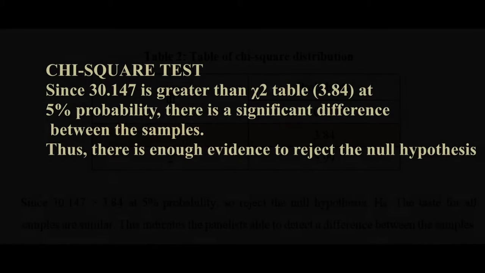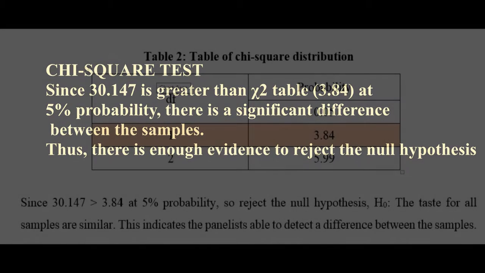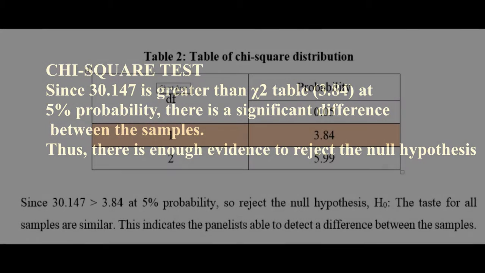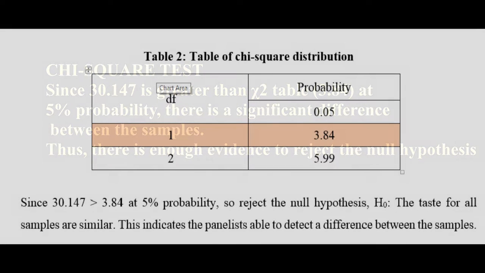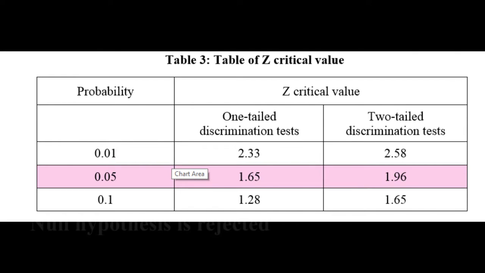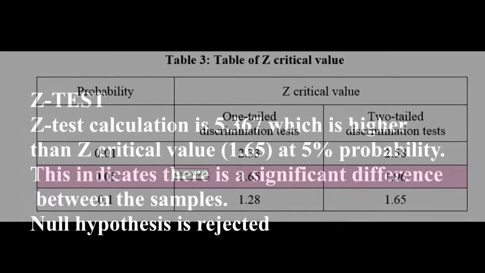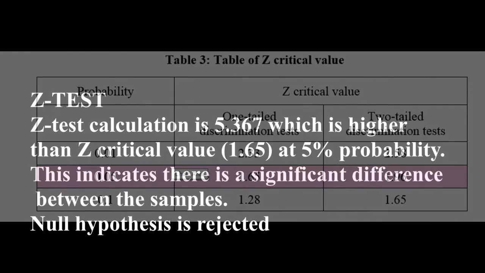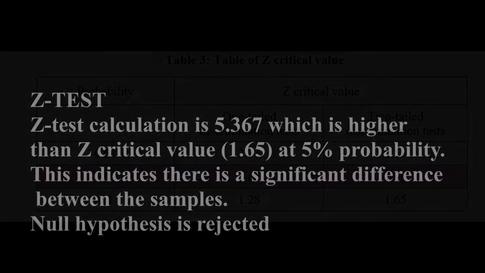Since the calculated value is greater than the chi-squared table value at a 5% probability, there is a significant difference between the samples. Thus, there is enough evidence to reject the null hypothesis. The value of the z-test calculation is higher than the z-critical value at a 5% probability. Again, this shows that there is a significant difference between the samples, so the null hypothesis is rejected.